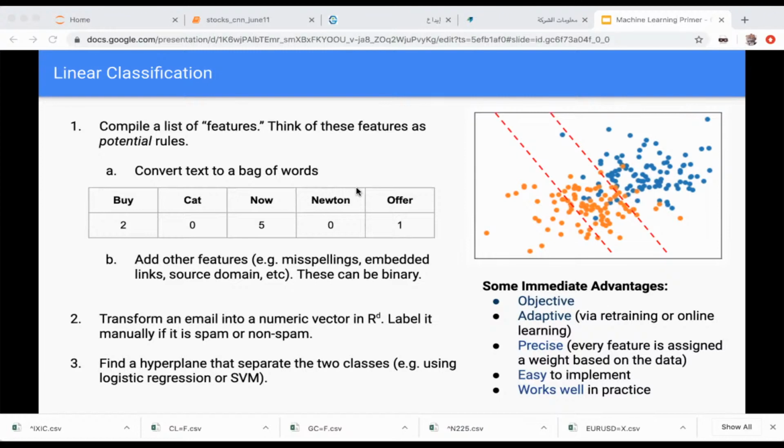Let me give you an example. Let's say I have the size of the car. The size of the car, of course, I can write as a number. There are bigger and smaller cars, so it makes sense to write it as a number. But if I have color, it may not be meaningful to write it as a number.